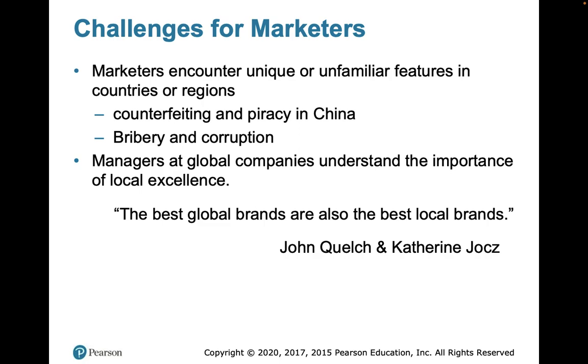And when these counterfeits are also introduced into the market, it reduces the number of people that will actually patronize the original product. So this is one of the challenges of entering new countries and regions. Then also bribery and corruption.